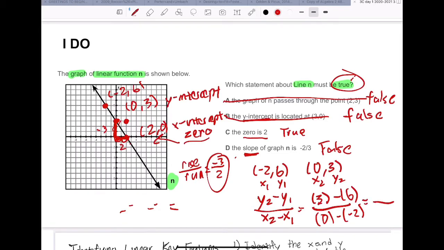3 minus 6 gives me -3. 0 minus -2. So when you subtract a negative, that's actually a plus. And so that gives me 2. And so my slope is, again, -3 over 2. And so that's how you would do this problem. And again, we're emphasizing y-intercept, x-intercept, and how to find slope. So you have 2 ways to find slope at the moment.